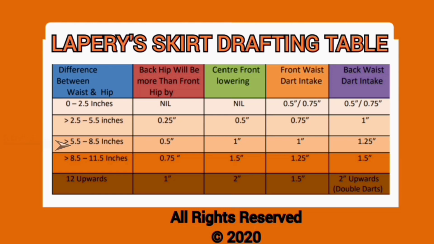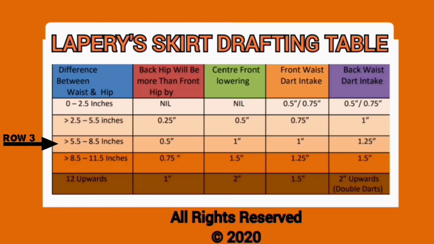In the third row, we have greater than 5.5 to 8.5 of an inch. So we are working with measurement parameters where the hip and waist difference falls in this line. Then your back hip will be more than your front hip measurement by 0.5, half an inch, when you are drafting, so that by the time you spread it open, your full piece translates to times 2, which is 1 inch.